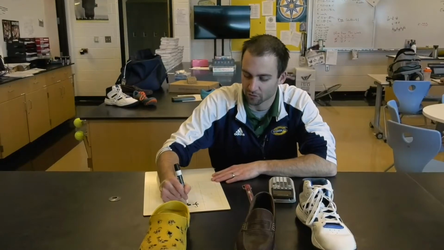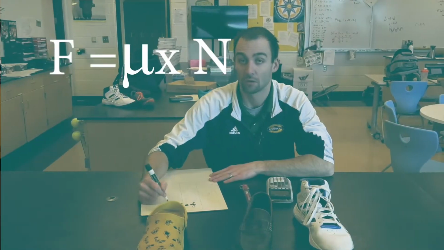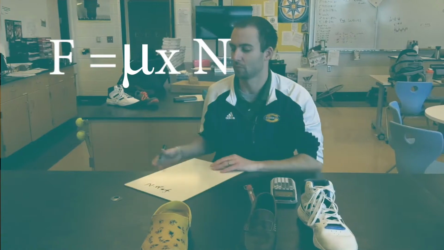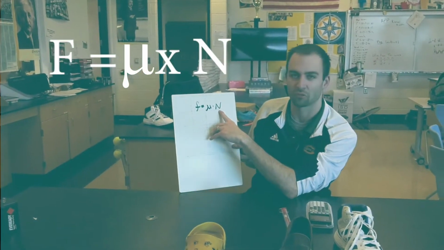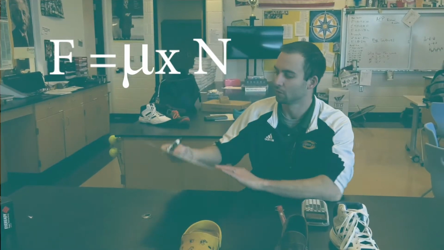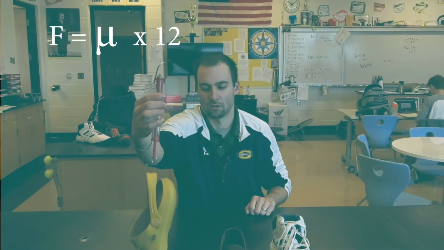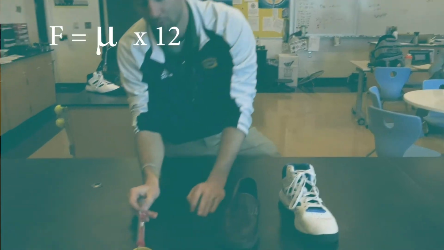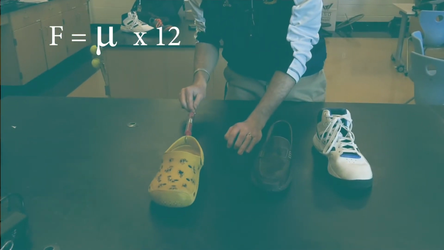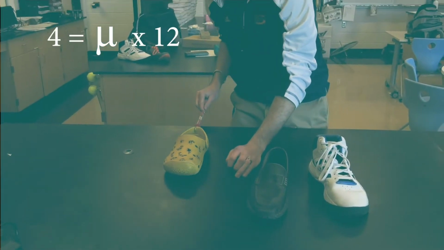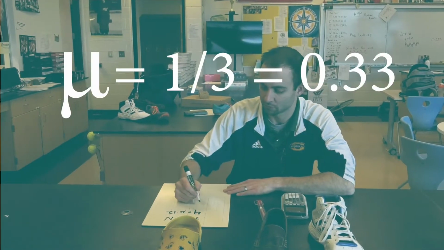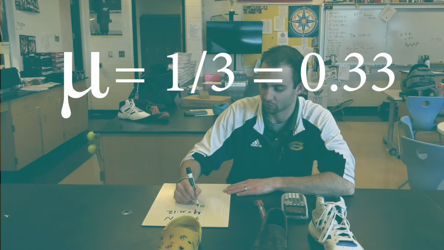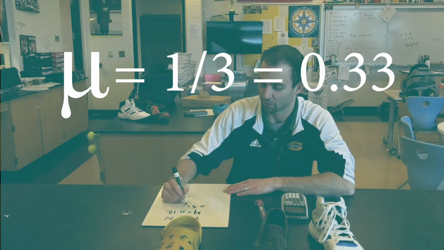So the force of friction equals mu times normal. So mu is that coefficient of friction times our normal force, which is just the weight of the shoe. The croc was 12 newtons times mu equals that force to drag it, which was 4 newtons. So you get 4 over 12, you get 1/3. So the coefficient of friction is going to be 0.3 repeating.